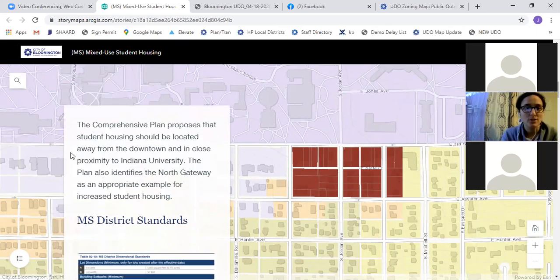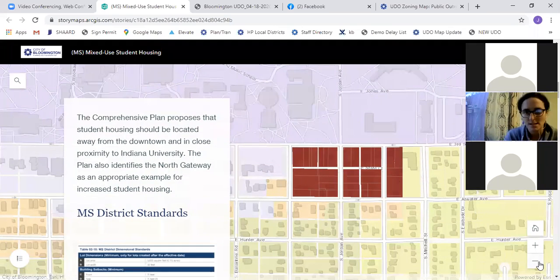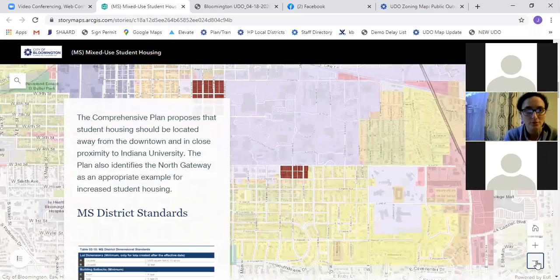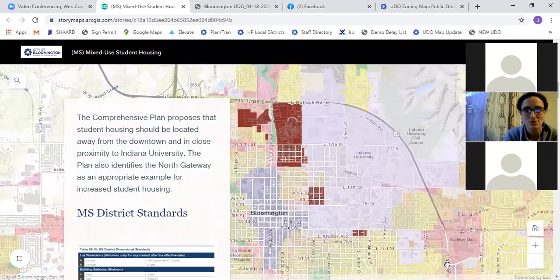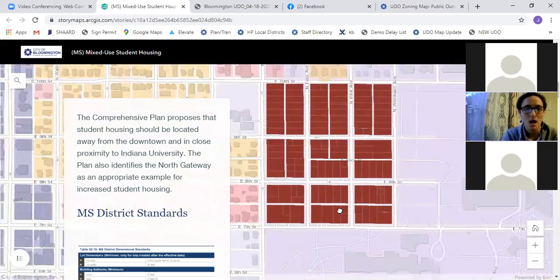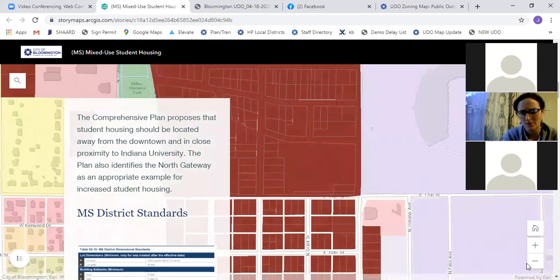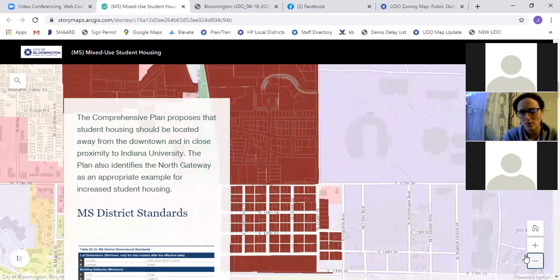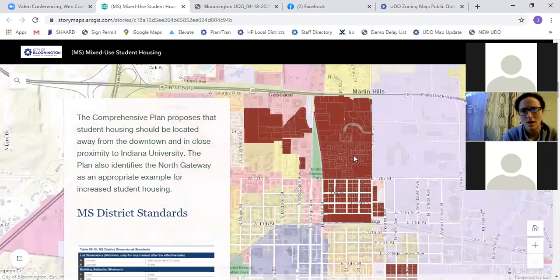So as I mentioned before, the comprehensive plan proposes that student housing be located away from downtown and in close proximity to Indiana University. And you can see here 3 locations that we chose to meet that bill. The comprehensive plan also specifically calls out the North Gateway, Gateway North, I'm sorry, and that is this location here that you can see. And then we also chose 2 other locations that meet the away from downtown and close to campus to kind of provide opportunity for this type of district on different sides of campus.